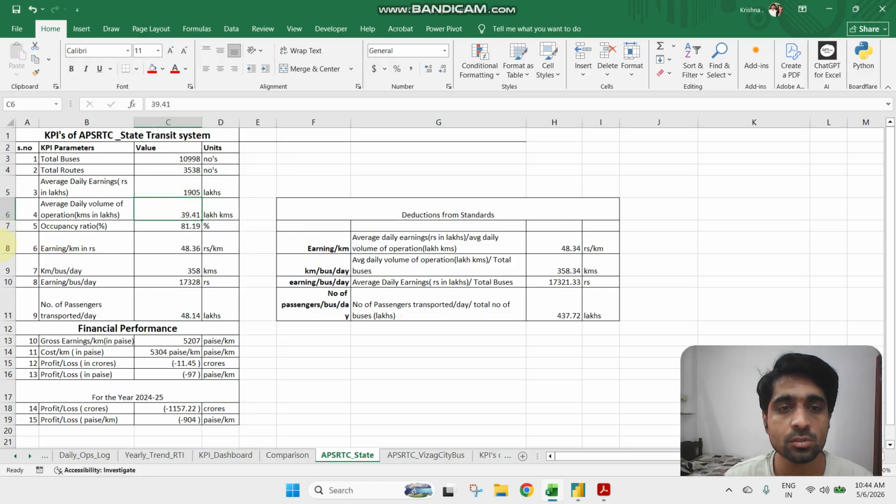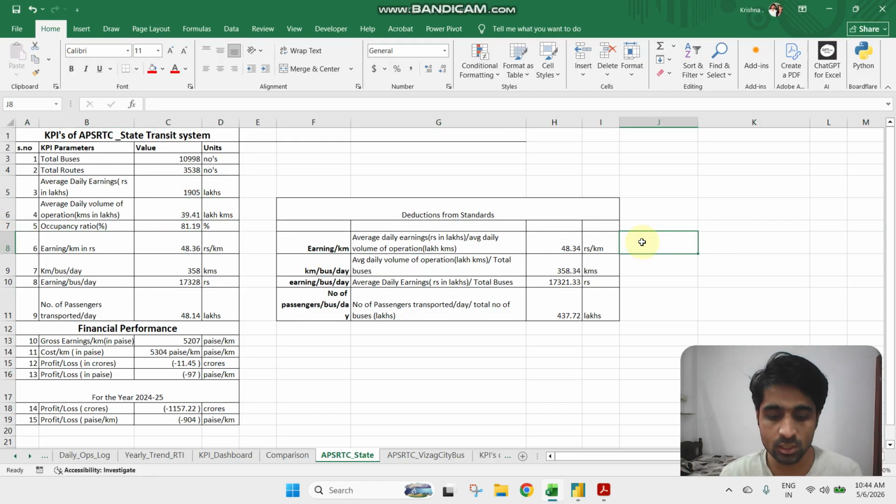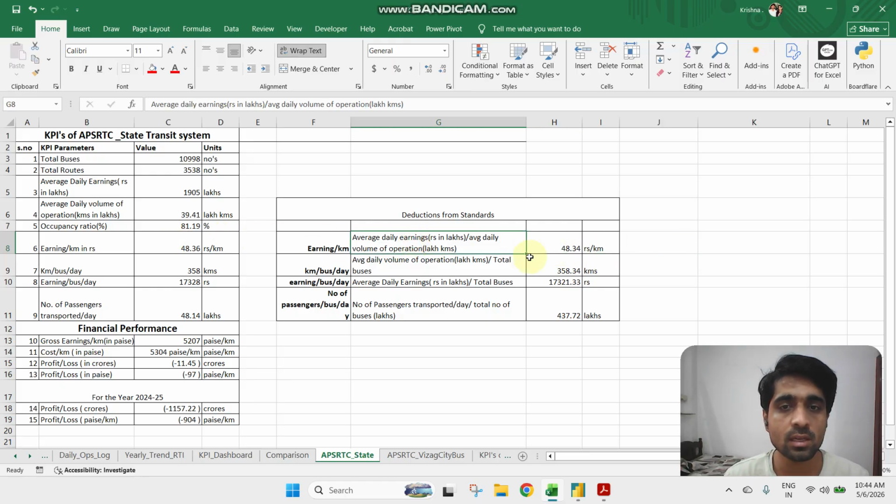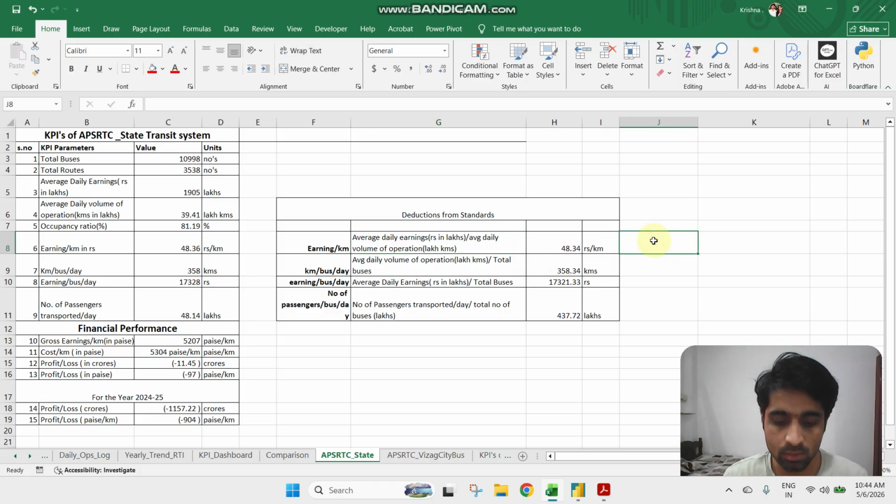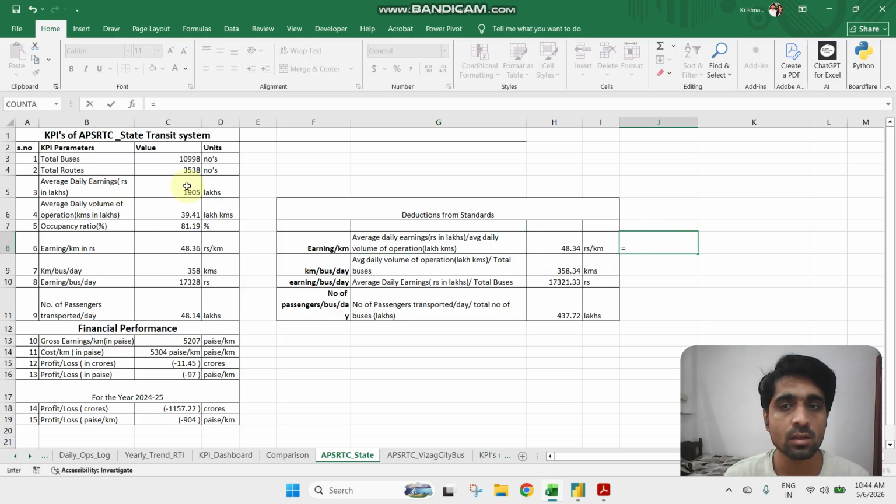From here, I have deduced them. Here you can see the deduction. How did I get 48.34? It is the average daily earnings divided by the average daily volume of operation. What are the average daily earnings? 1905 lakhs. And the average daily volume is 39.41 lakhs. So here you get 48.34.